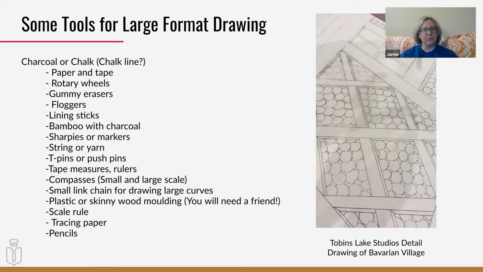Plastic or skinny wood molding. You would need a friend for this because it's another way to draw these curves that you can't draw with compasses or are just so big that you need these little tricks to get confident, nice curves. Scale rules, tracing paper and pencils. It sort of feels like an architect in some ways, because you are being as exact as possible, trying to transfer this drawing from the rendering to your full stage drop.